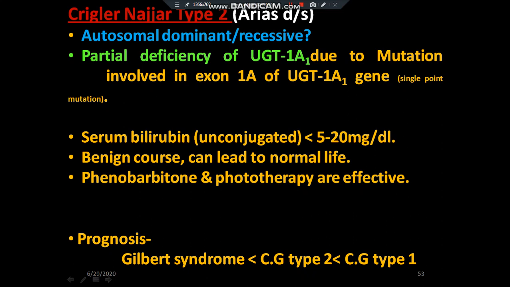Prognosis: Gilbert syndrome is less severe than Crigler-Najjar syndrome type 2, which is less severe than Crigler-Najjar syndrome type 1.